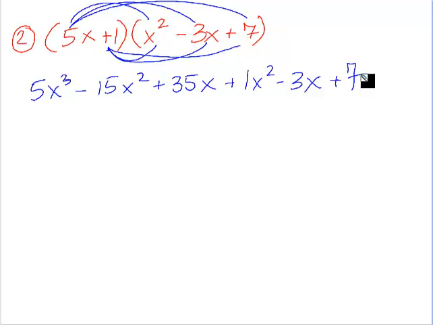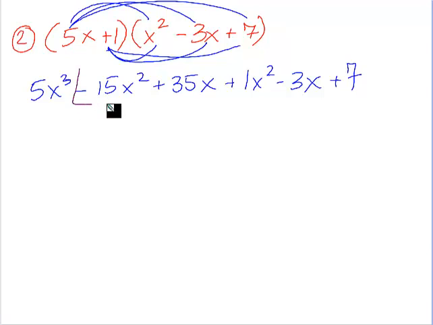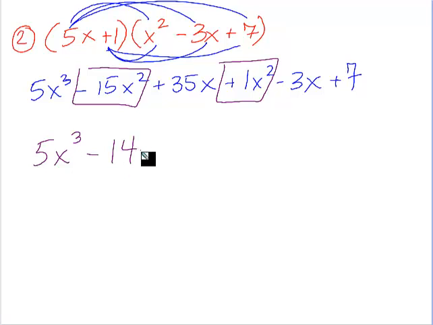Okay. So where are our like terms? X squared and 15x squared. So negative 15x squared plus an x squared. There's nothing alike with the 5x cubed, though, so we'll leave that. So what would be negative 15x squared plus x squared? Minus 14x squared. So we have a 5x cubed minus 14x squared. Any other like terms? 35x. Okay, 35x minus 3x.